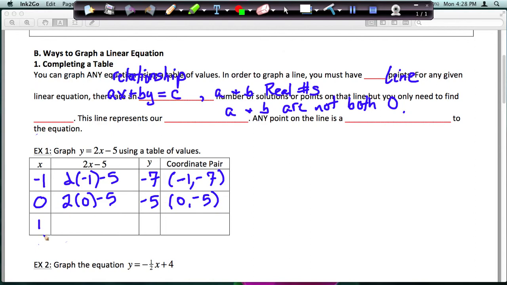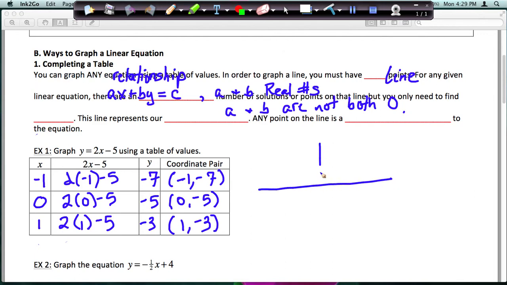Go ahead and pause and plug in 1 for x and see what you get for y. So when you plugged in 1, you should have 2 minus 5, which is a -3, so this gives you the point 1, -3.